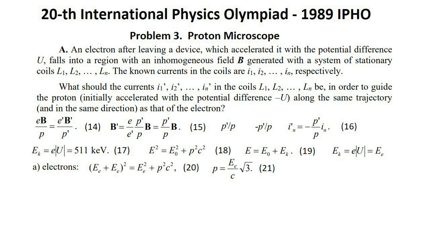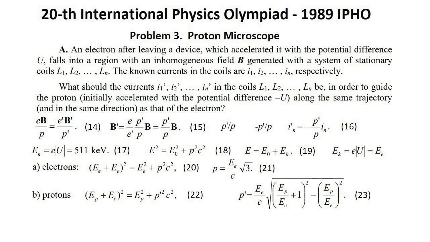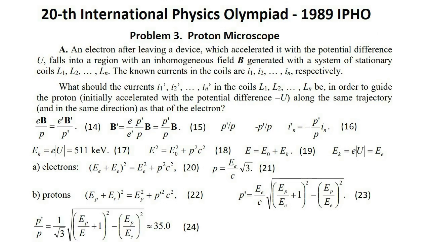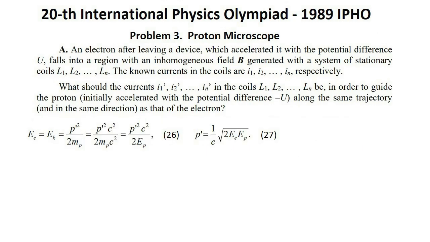We get for electrons (20) and (21), and for protons (22) and (23). Hence p' over p equals about 35.0, expression (24), and I_n' equals negative 35.0 I_n, expression (25). It is worthwhile to notice that our protons are almost classical, because their kinetic energy Ek equals Ee is small compared to the proton rest energy Ep.